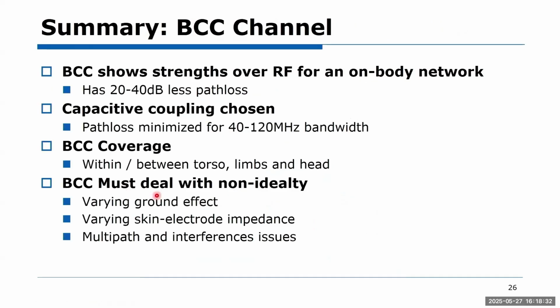Just to summarize, on the channel, BCC, which is body coupled communication, shows strength over RF on body. Again, I emphasize I'm not competing with RF in general. I'm talking about RF on body. Compared with that, BCC is much better in terms of path loss. And capacitive coupling is chosen because of the full coverage in the body. And we found that around 40 megahertz to 100 megahertz should be the best bandwidth to use in terms of the path loss. But at the same time, I have to deal with the non-idealities such as the varying Brown effect or varying skin electrode impedance, and multipath interference issues, for example.